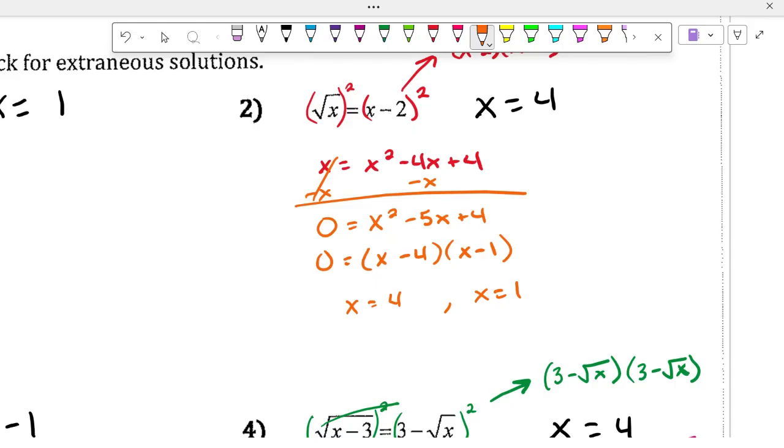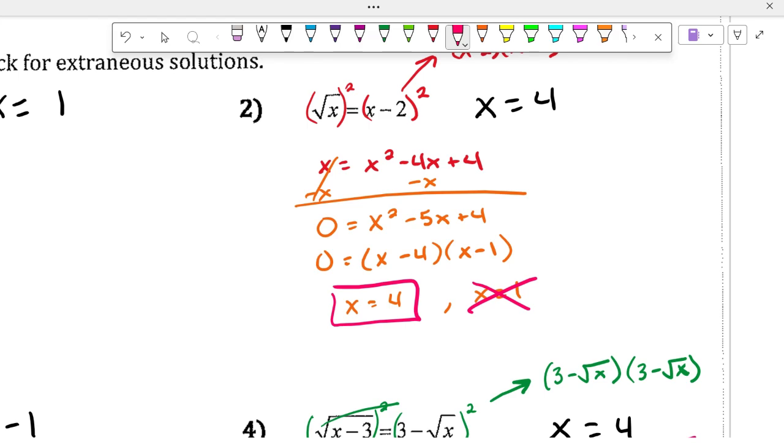Now, remember, extraneous solutions, you need to double check and plug them back in. So if I plug 4 in, square root of 4 is 2. 4 minus 2 is 2. If I plug in 1, square root of 1 is 1. 1 minus 2 is negative 1. So 1 is not equal to negative 1, so that gets thrown out. So I'm left with x equals 4. So you always got to check because they will throw an extraneous at you.